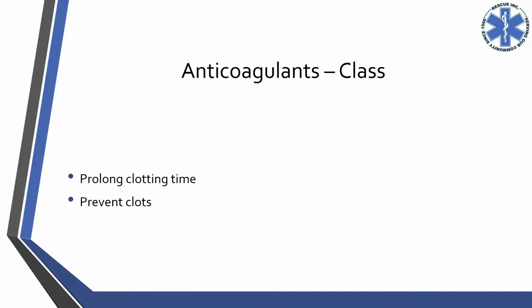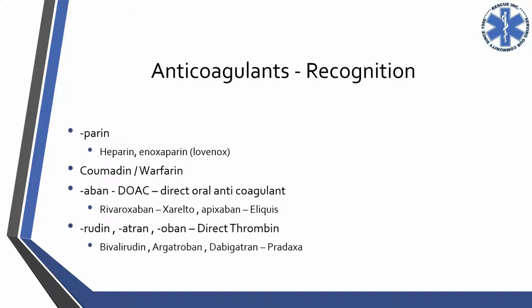Anticoagulants. This is kind of big for us to know in EMS. How often does Granny fall down and they spout out some med and you're like, I've never heard of that before in my life? On a pretty regular basis. So our goal here is to prevent prolonged clotting time and prevent blood clots. There are the parins, coumarins. So parins are like heparin and Lovenox. They're both heparin based. We also have Coumadin and warfarin.